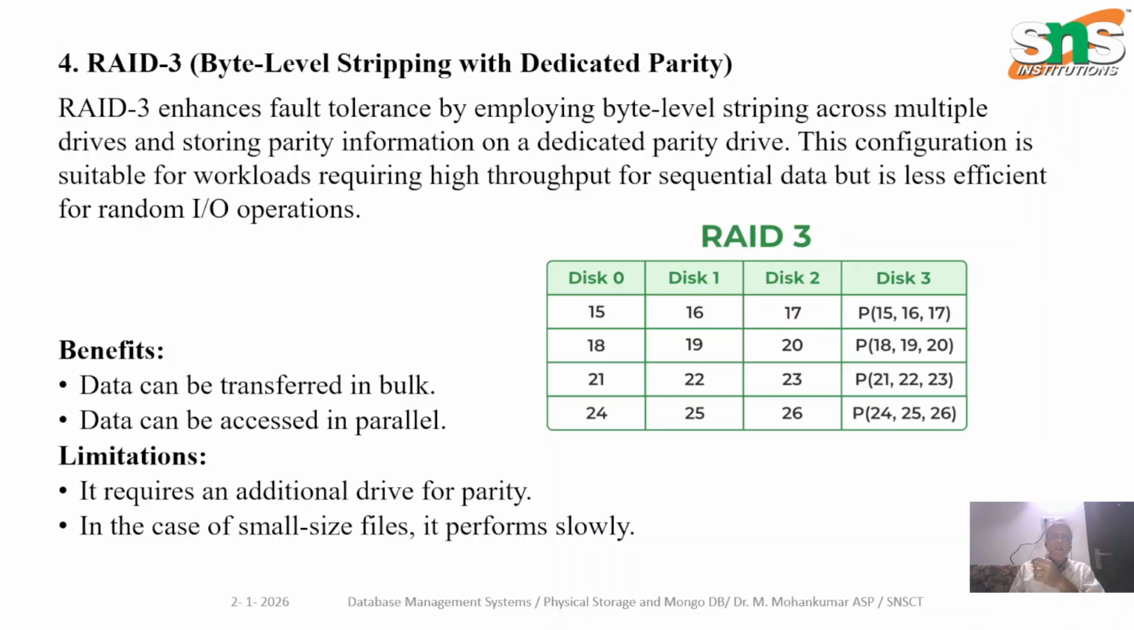What is the major concept implemented in RAID 3? It is suitable for workloads requiring high throughput for sequential data but is less efficient for random IO operation. What will happen when we are storing a huge volume of data? The huge volume of data will be based on the workload process of activities. It will sequentially deliver the information to the user or the employee or employer, which means high throughput is needed.